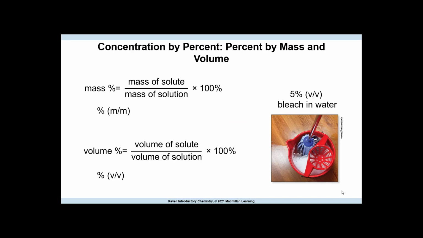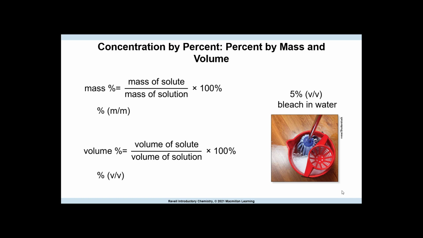We frequently describe solutions by the percentage of solute present. One way to do this is percent by mass. The percent by mass, or mass percent, is equal to mass of solute over mass of solution times 100. Since both components are measured by mass, meaning grams in most cases, this is sometimes labeled as percent mass over mass, to let you know those are the units you're going to use.